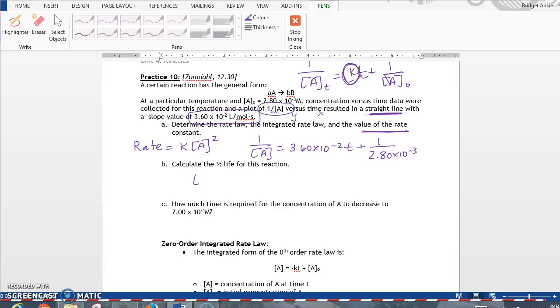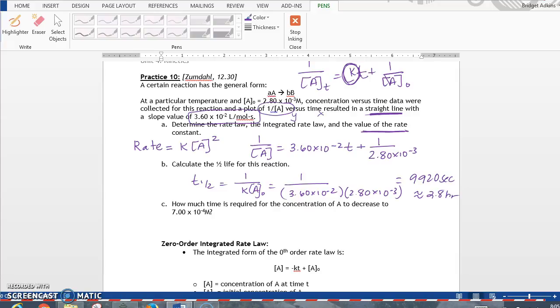All right, in part B they want us to calculate half-life, and we know that if it's second order, it depends on both K and A naught. So we've got 1 over 3.6 times 10 to the negative 2 times 2.8 times 10 to the negative 3. When I work that out, it comes out to 9,920 seconds, or about 2.8 hours.